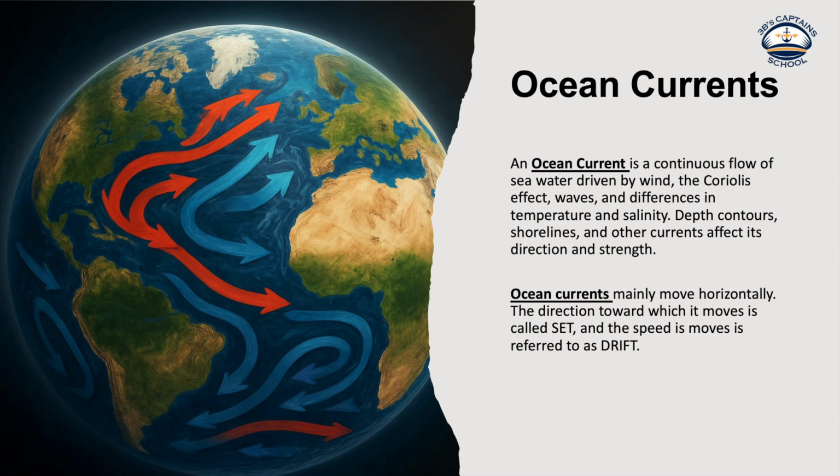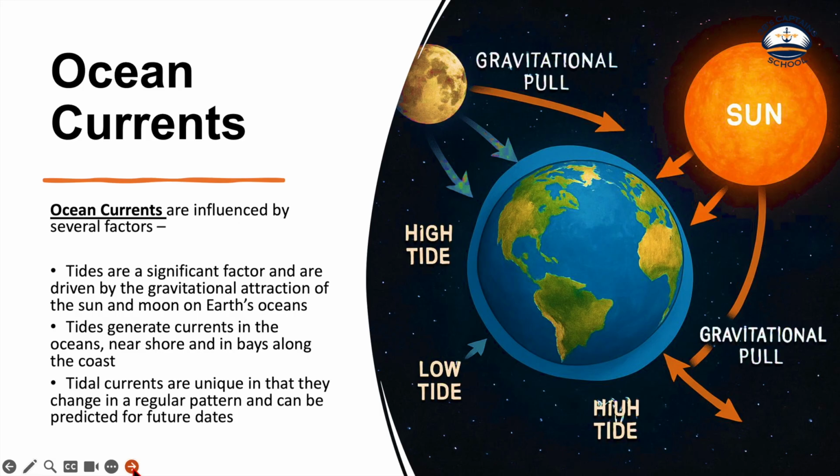They mainly move horizontally, and the direction in which the current moves is called the set, and the speed at which it moves is referred to as the drift. They're influenced by several factors.